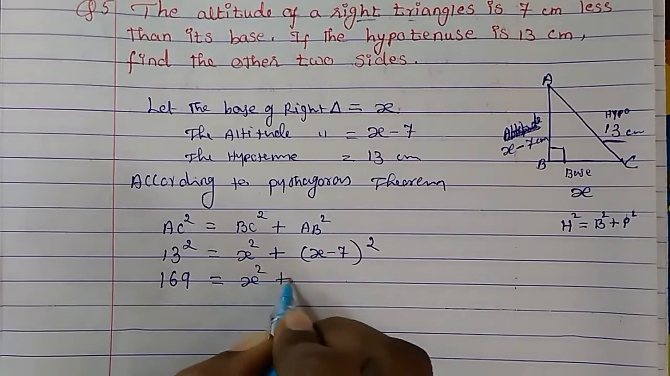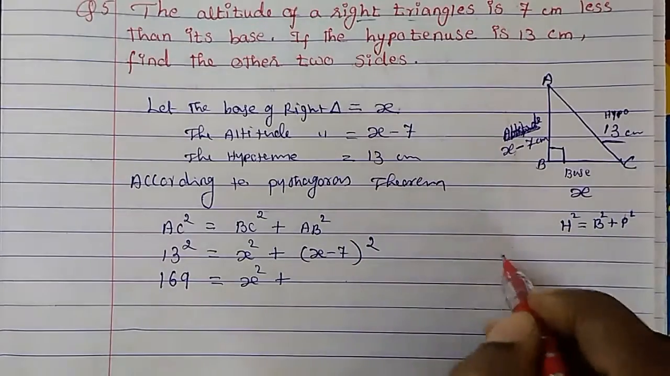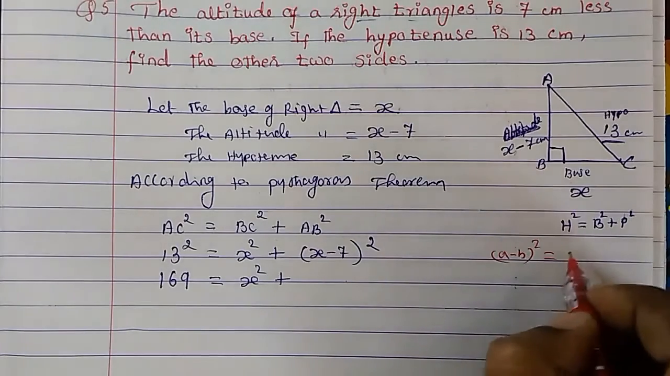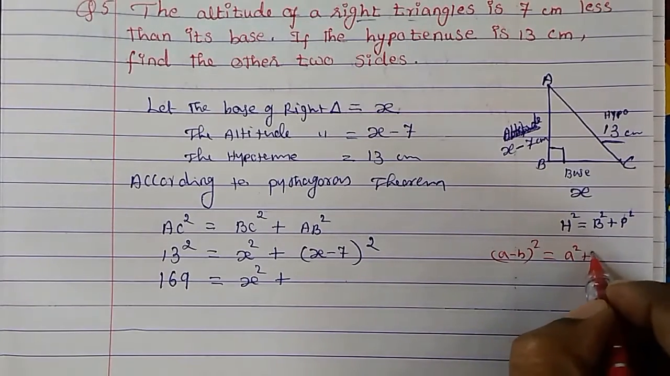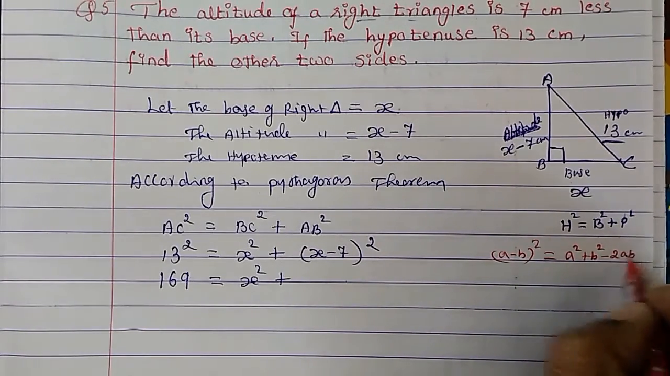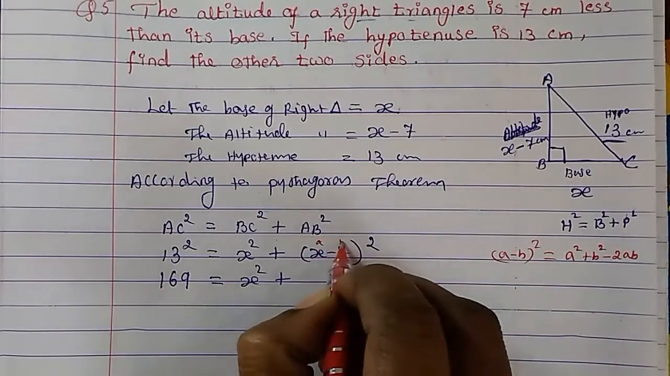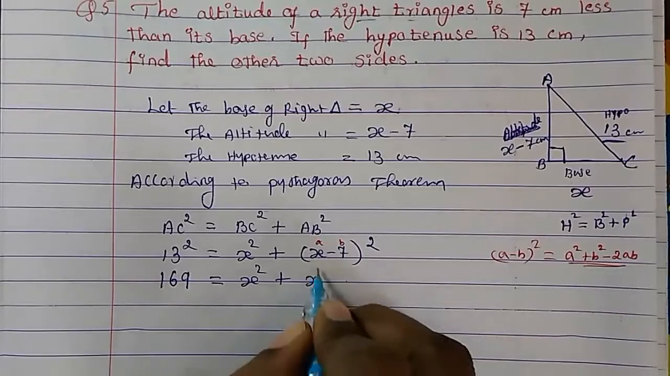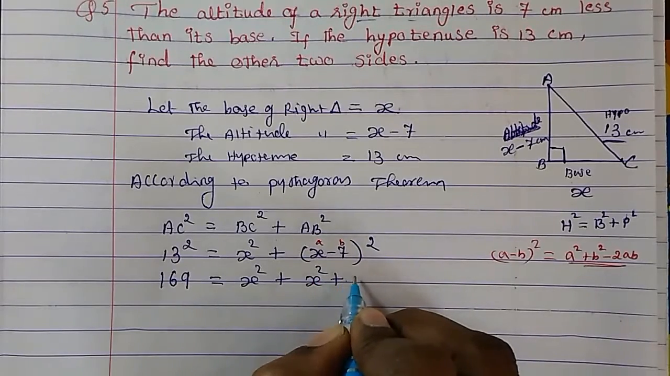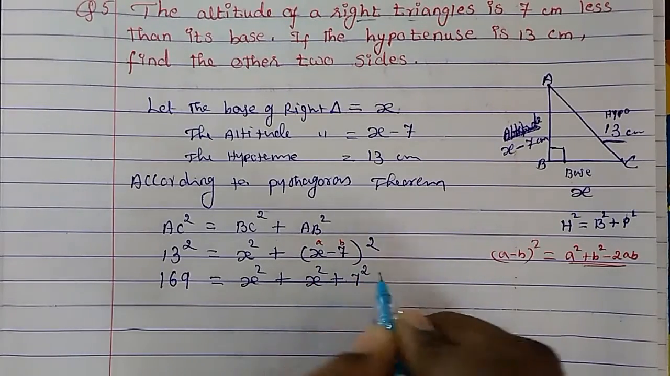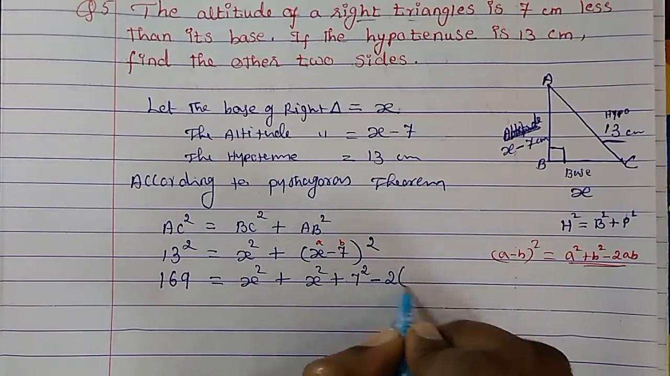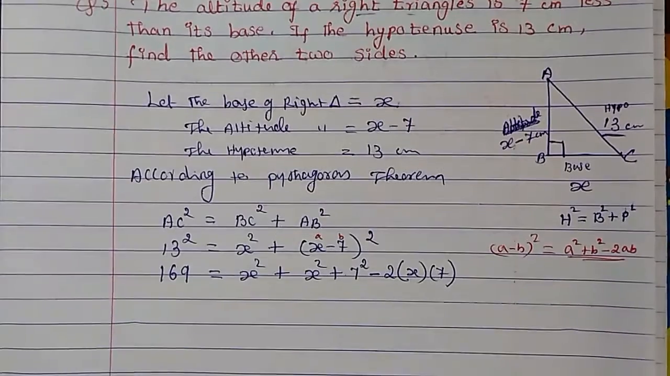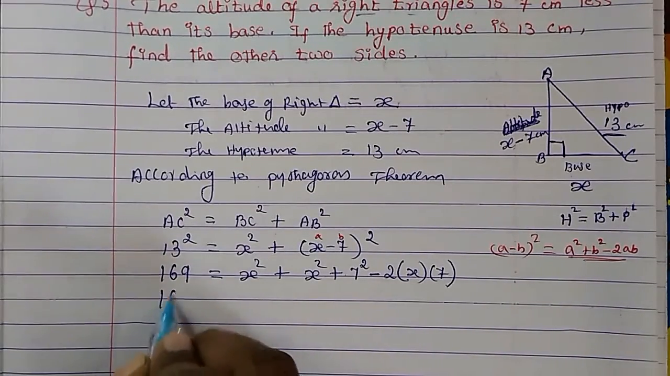So x square. This is in the form of a minus b whole square, which can be written as a square plus b square minus 2ab. So let's consider this is a and this is b. So this way we have to write it down. So that means x square plus 7 square then minus 2, a is x, b is 7. Okay. So now let's solve it.